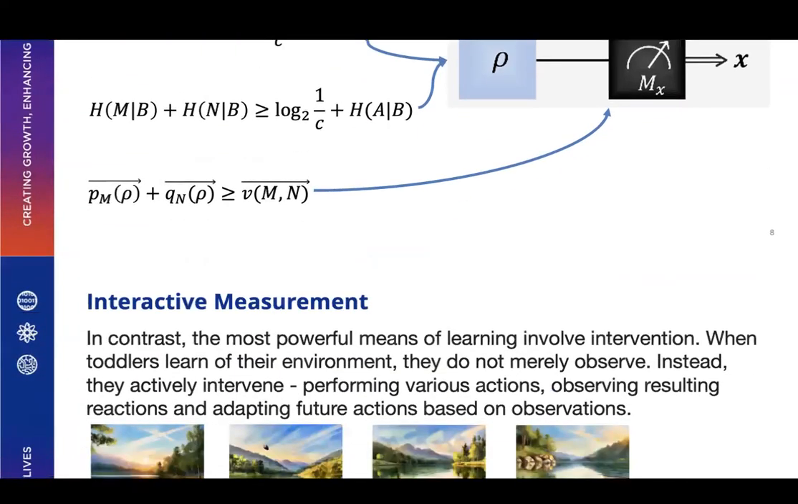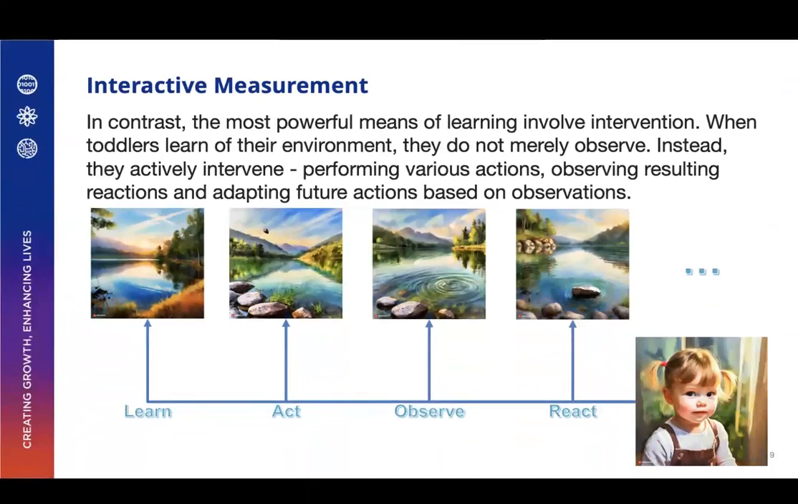But the most general and powerful way of learning from a quantum system is interactive measurement. That means even a toddler who tries to understand her environment will try to do some intervention, like implementing an action, observing the resulting reaction, and doing a further action based on the observation. Then how can we translate this kind of interactive measurement into a quantum system? That's the main topic of today's talk.